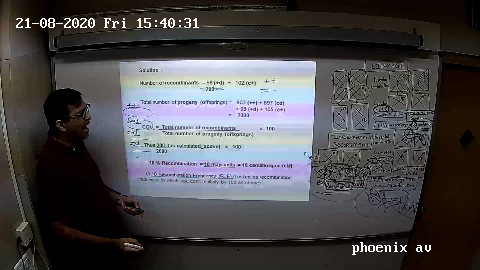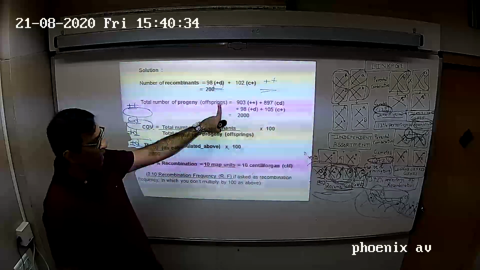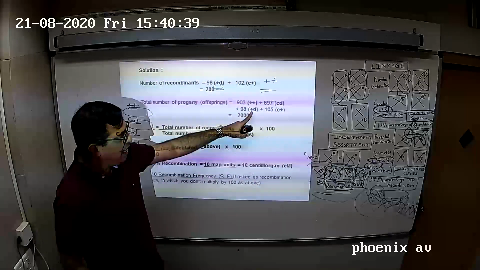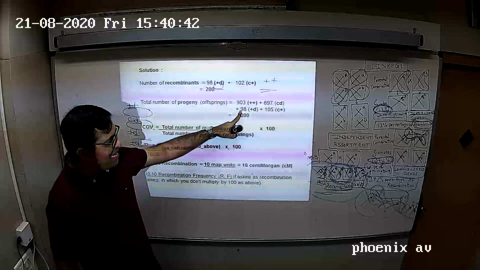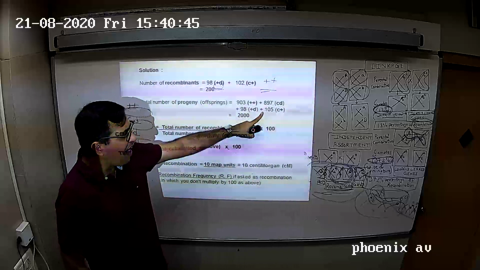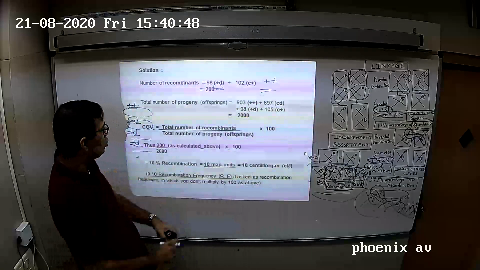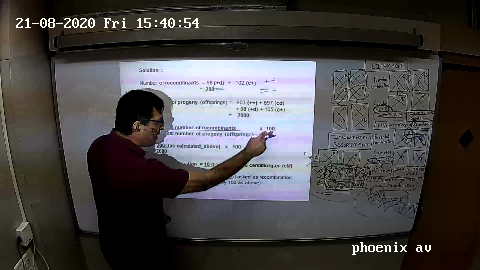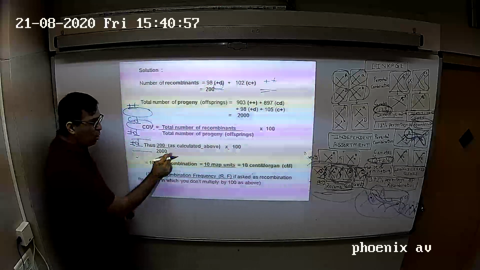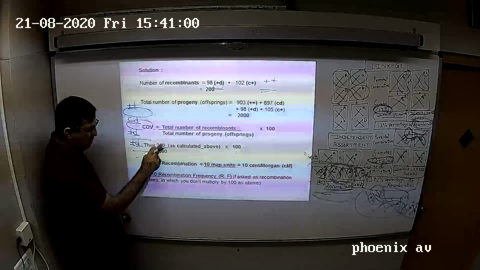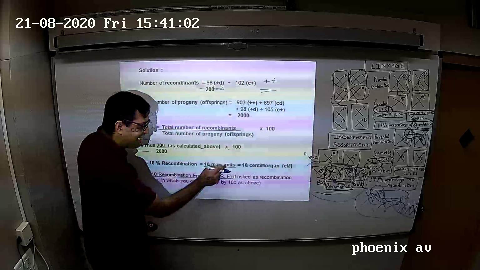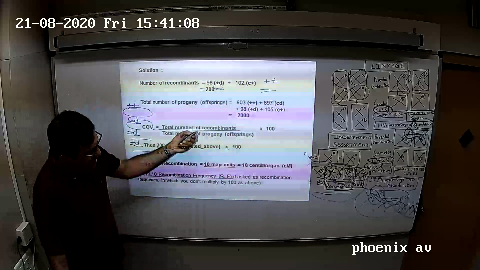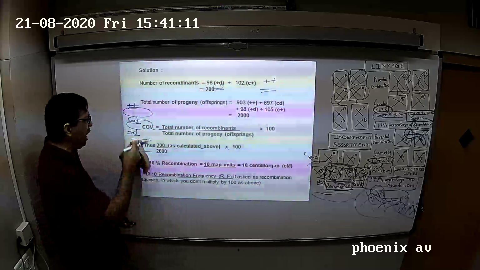So simple now. And what will be the total number of progeny offspring? Parental 903, parental 897, recombinant 98, recombinant 102, a total of 2000. So what is the crossover value? Total number of recombinants upon total number of progeny offspring into 100 is 200 upon 2000 into 100. That is 10% recombination or 10 map units or 10 centimorgans. Simple. This is in the NTA paper. I'm sure you're finding this very easy now. Very good.